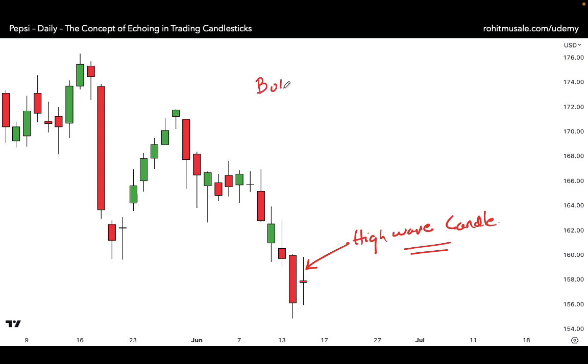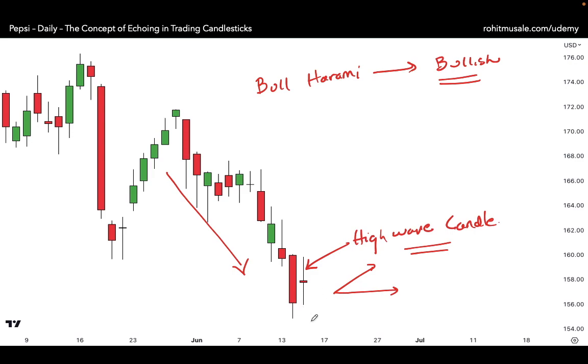So you have a bull harami, right? So it gives a bullish indication. It has a bullish implication. That bullish implication is confirmed by this high wave candle, because the high wave candle is saying that the prior trend is about to reverse. Reverse means either go like this or go like this. Doesn't mean that it will start to move up. Okay. So that is the first level of echoing. The pattern itself is echoing the bullish implication or the bullish view that we have formed on the market.